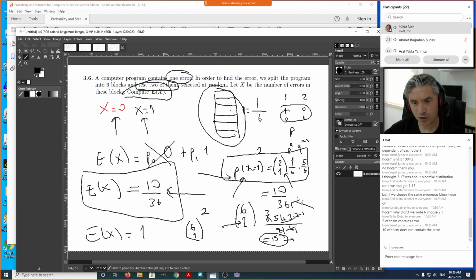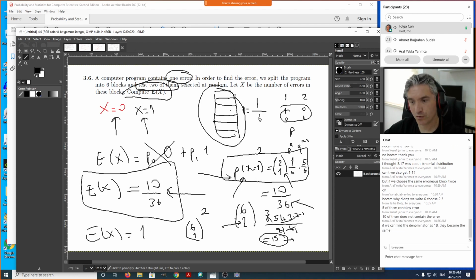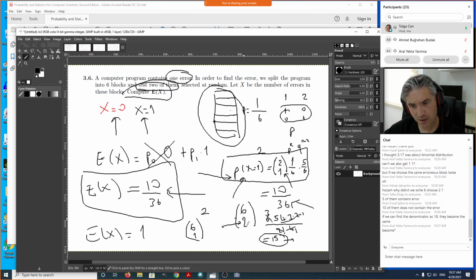So even if you do an alternative approach, you should still be able to get the same 10 over 16. So the question here is, what is the probability to get exactly one error if you choose two of them? So yeah, if the denominator is 18, I think they become the same.